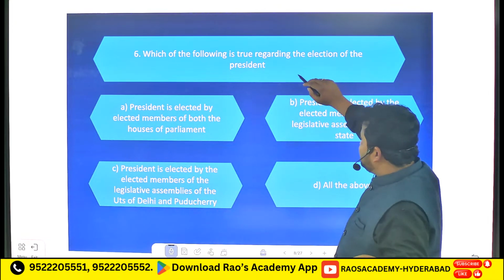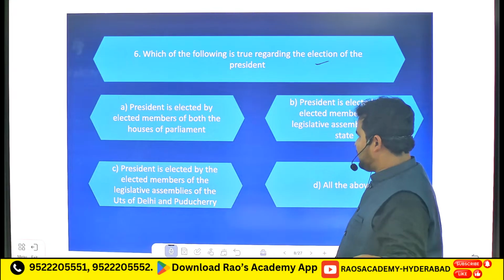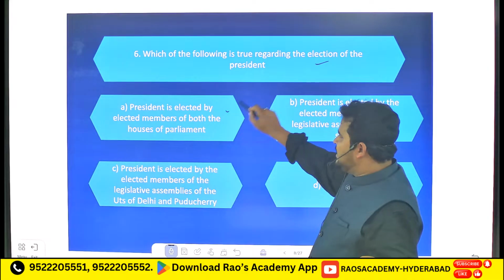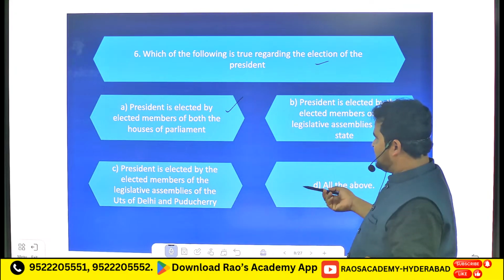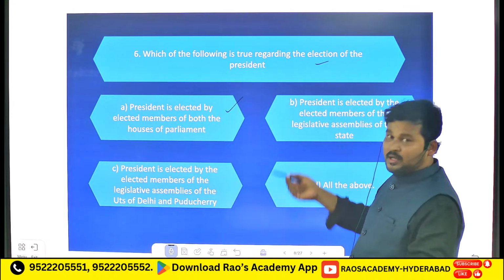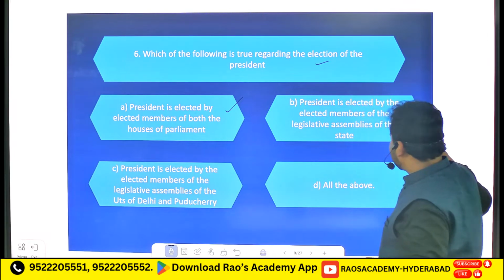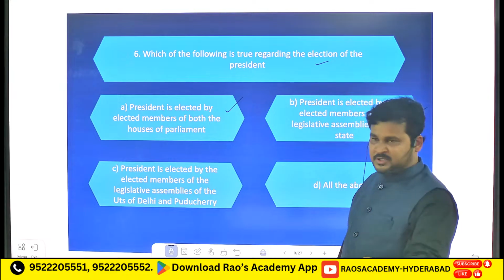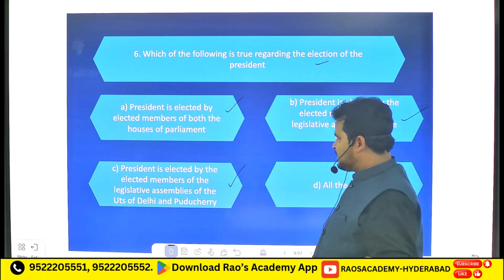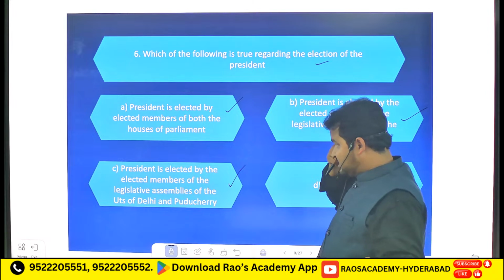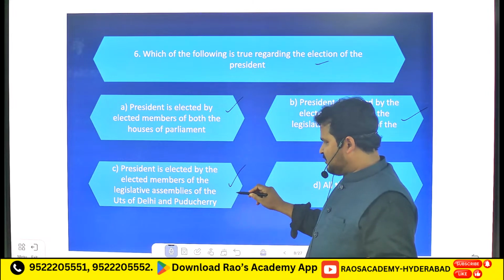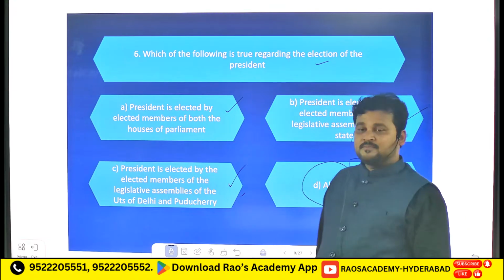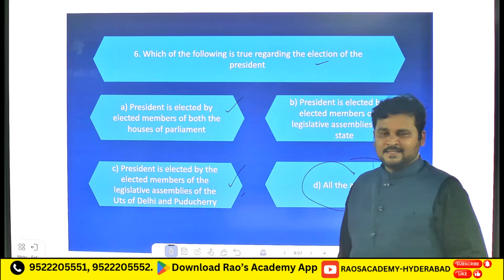Next, which of the following is true regarding the election of the president? We have to find which among the following is true related to the election of the president. As I said, the president is elected by the elected members of both the houses of Parliament, which is true. The president is elected by the members of legislative assemblies, which is true. And C, the president is elected by elected members of legislative assemblies of union territories of Delhi and Puducherry, which is true. So finally we can say that D is the answer for this question.